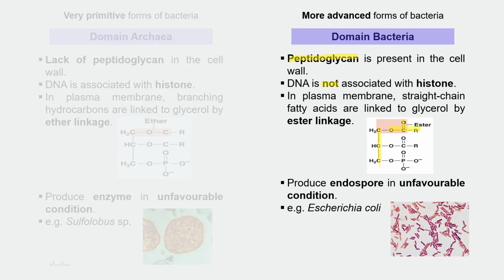If the environment becomes unfavorable to the bacteria, these bacteria will produce endospores to produce a new generation. One of the examples of domain Bacteria is E. coli.